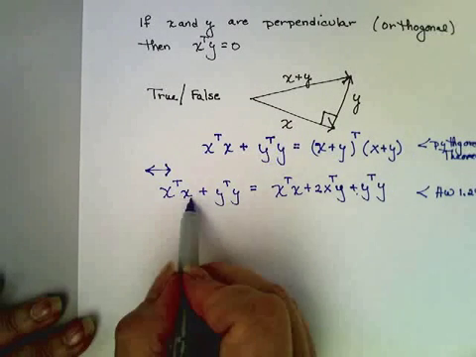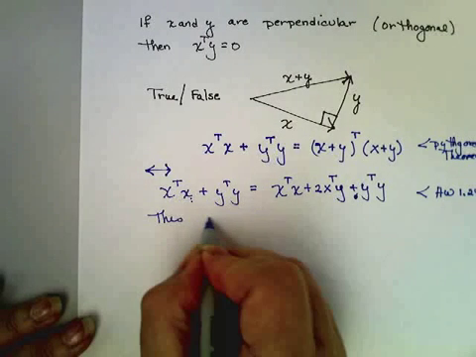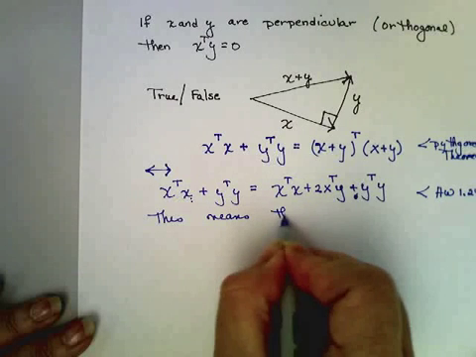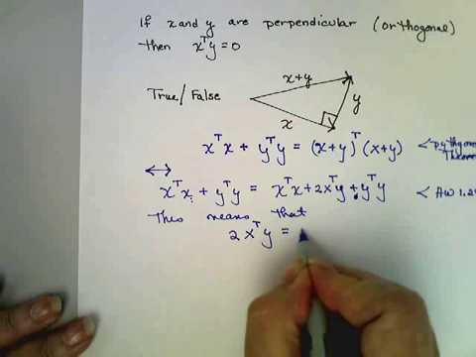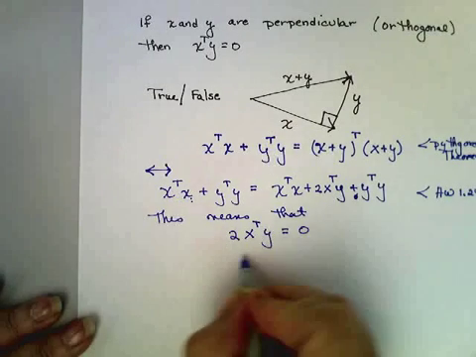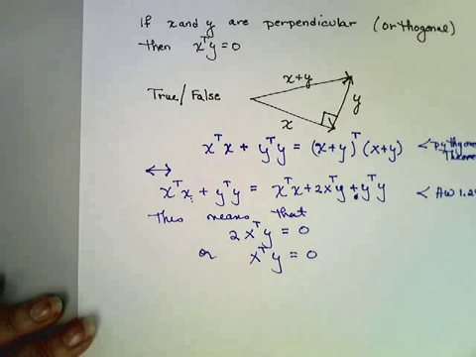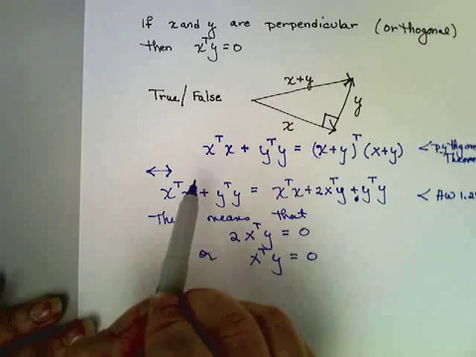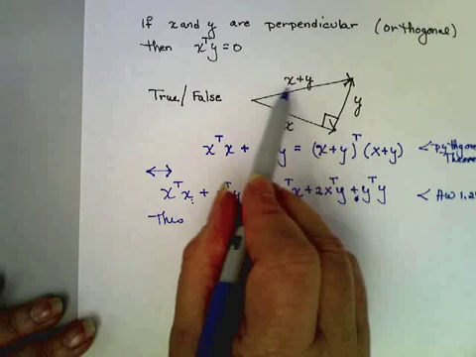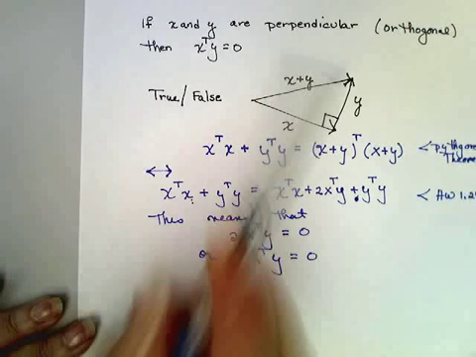But if these two are exactly equal to one another, that would mean that 2 times x transpose y would have to be 0, or x transpose y would have to be 0, which is exactly what we wanted to prove. So if it's the case that x and y form a right angle, then their inner product must be 0.